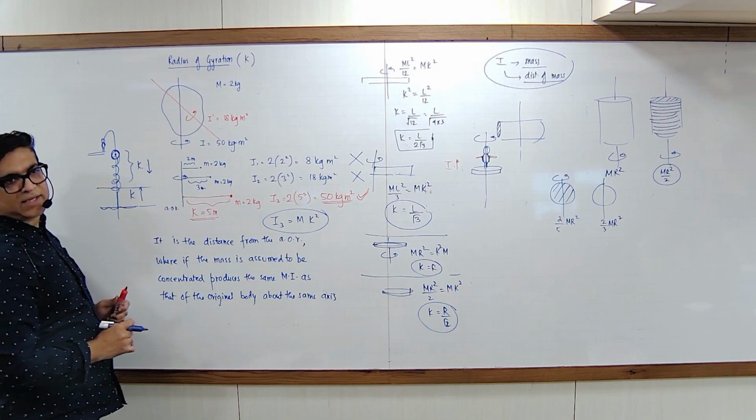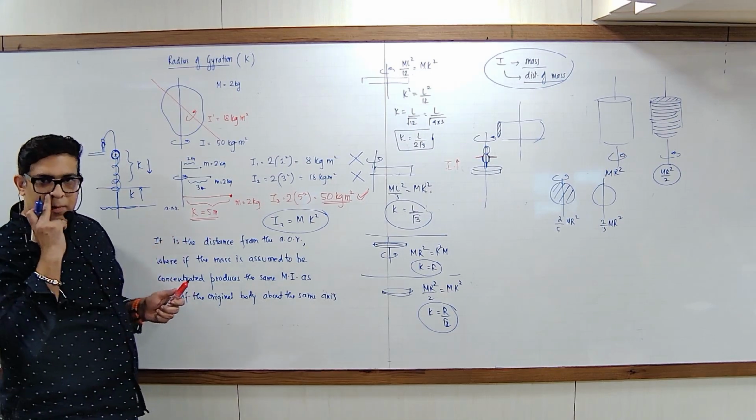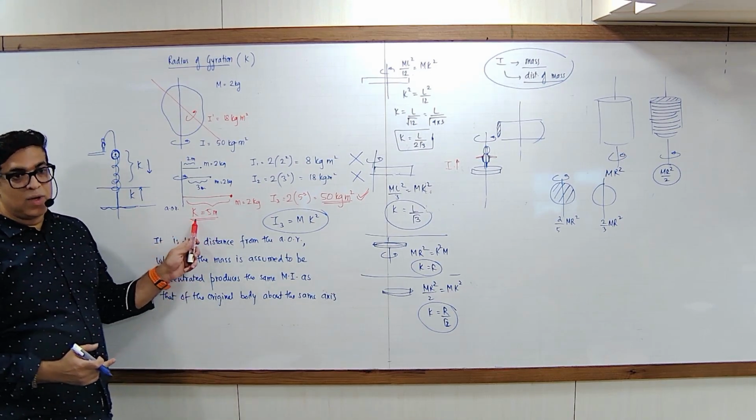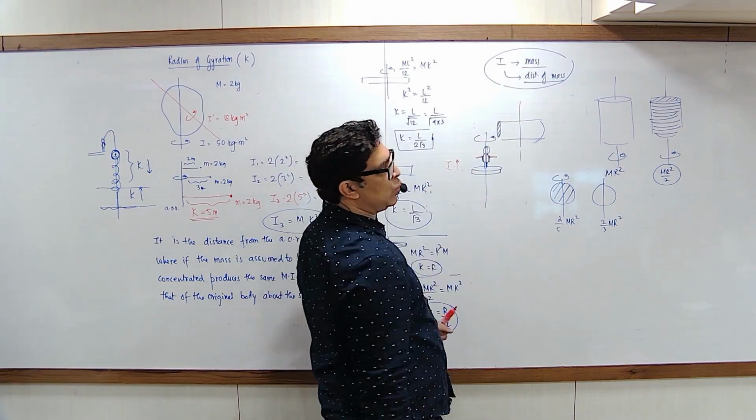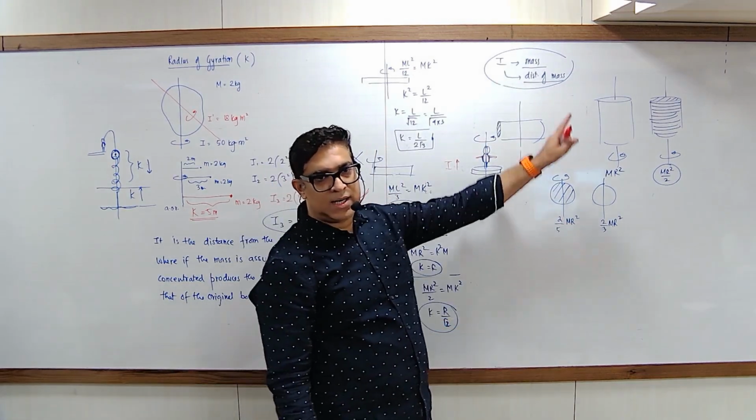What is the unit of radius of gyration? Meters, not kg. The letter is K, and the unit is meters. How do you write it down? First you have to write this: moment of inertia depends on two things. What and what? Mass and distribution of mass.